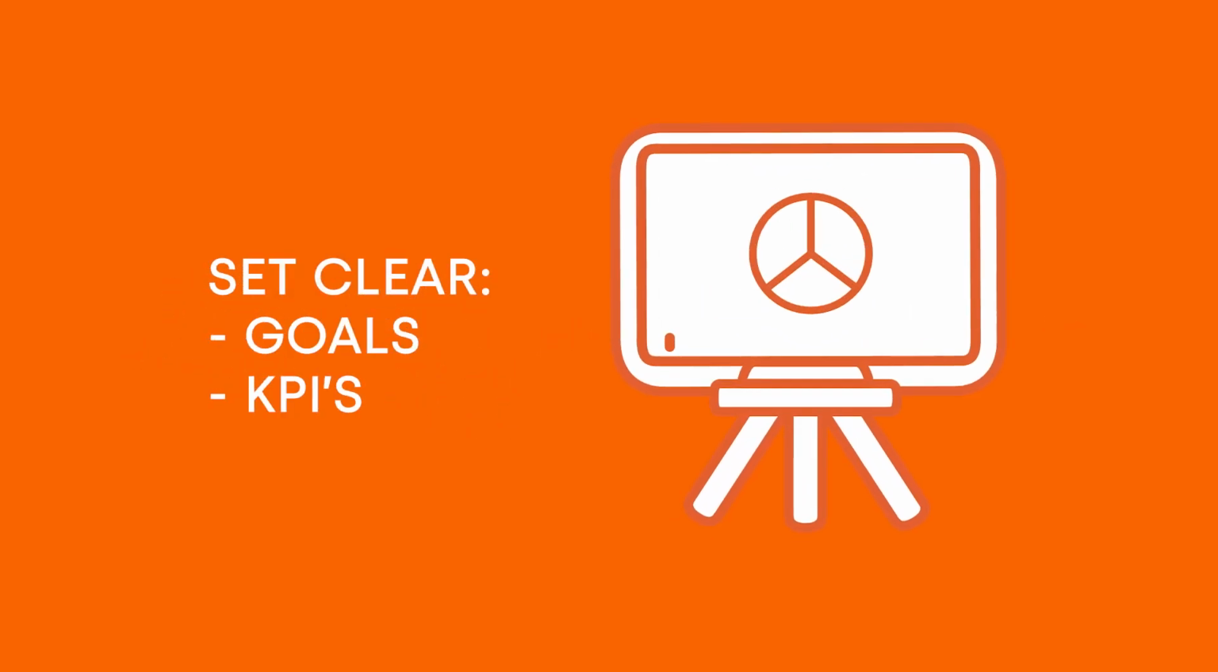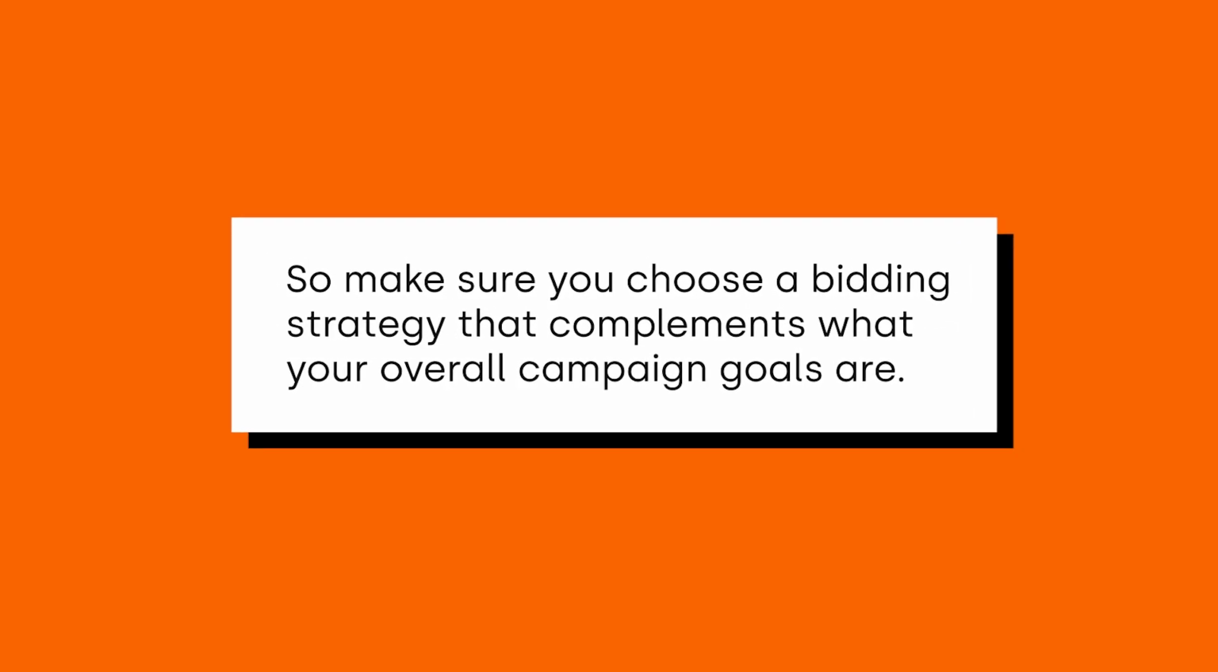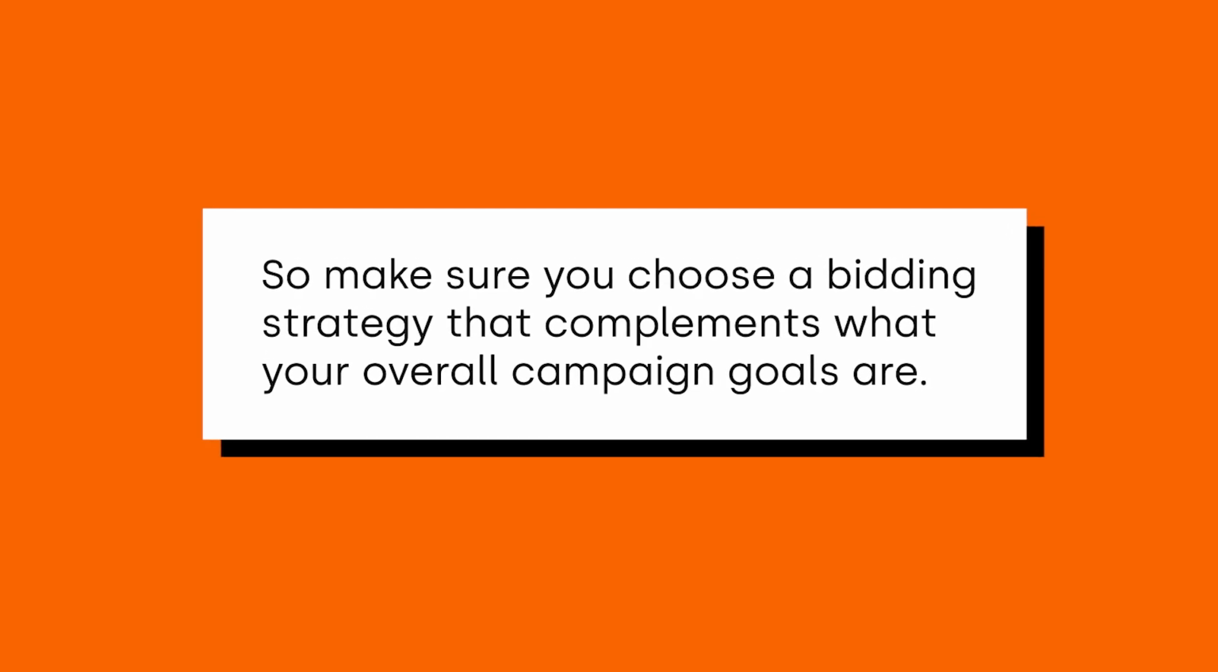So with that, let's go over some tips to make sure you're getting the most of your automated bidding. First and foremost, you want to make sure you set clear goals and KPIs. Knowing what you're aiming for is an absolute must for helping these machine learning algorithms work in your favor. So make sure you choose a bidding strategy that complements what your overall campaign goals are.